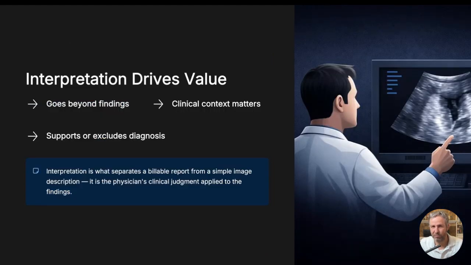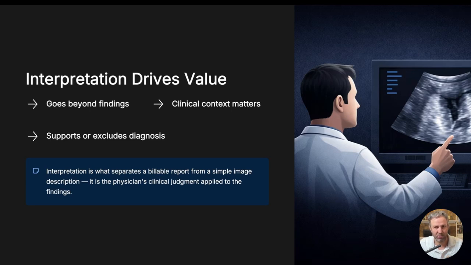So this is the most important part. Your interpretation connects the findings to the clinical picture. It should go beyond just restating what you just saw. For example, findings consistent with interstitial syndrome concerning for pulmonary edema, or just pulmonary edema. This is what drives the clinical decision-making and how your report is ultimately used by others.